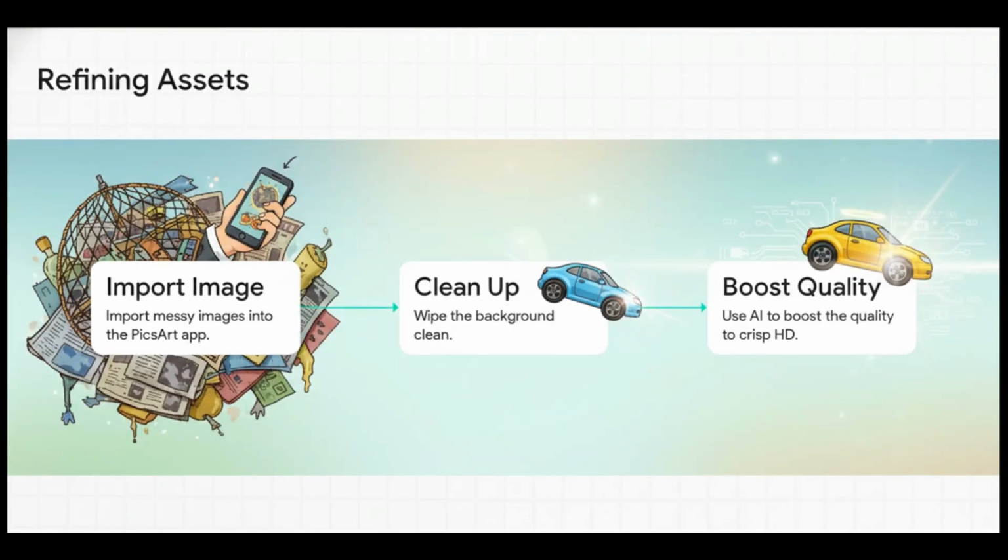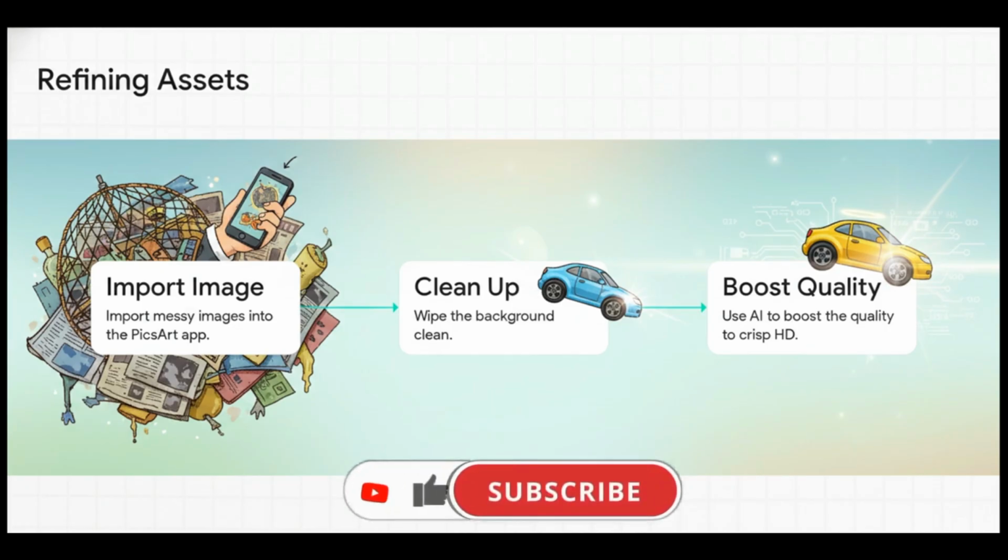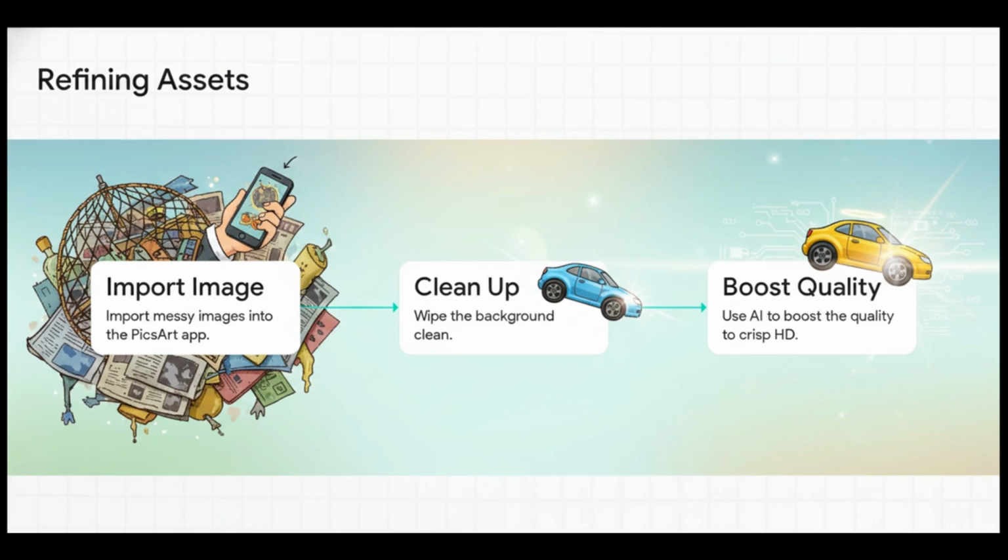Now, a quick heads up. Sometimes you'll find the absolute perfect prop, but it's got this really ugly, messy background attached to it. Don't panic. A messy background is not a roadblock. Just follow these steps. Import that messy image into an app like PixArt. Then, use the app to instantly wipe the background clean. Finally, and this is the best part, use the app's AI feature to boost the overall quality to crisp, beautiful HD. Boom. Now your art is usable and looks highly professional.